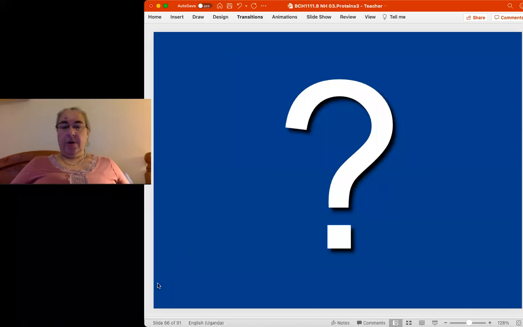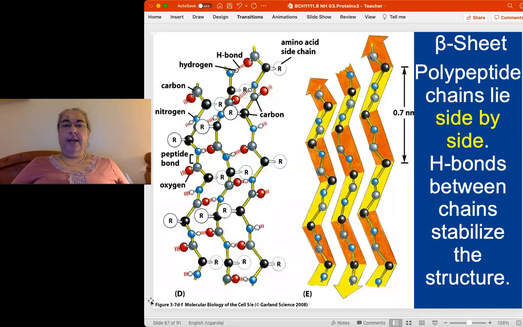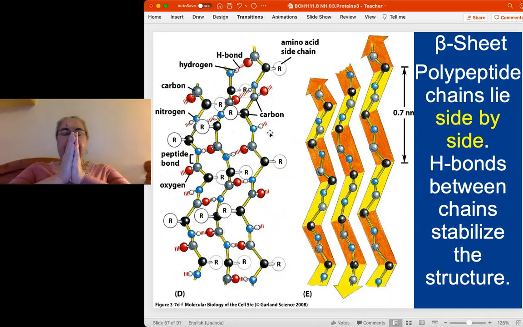Okay, so our next element of secondary structure is beta sheet. So here again, a similar diagram showing the polypeptide backbone and the R groups. And again, a diagram just emphasizing what the backbone is doing. So in a beta sheet, parts of polypeptide chain lie side by side, close together alongside each other, and hydrogen bonds form between the chains and stabilize the structure.